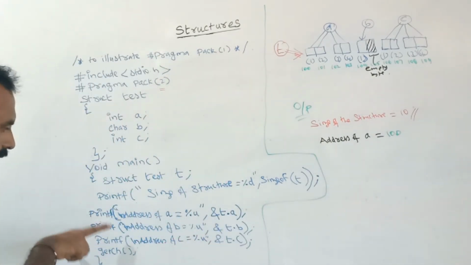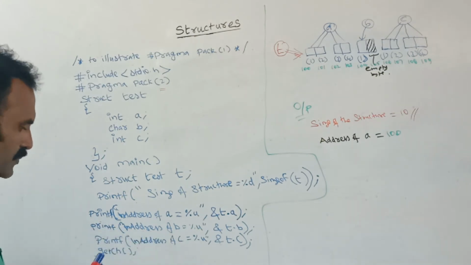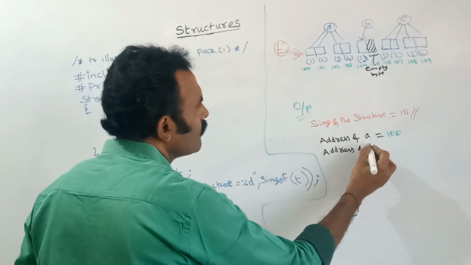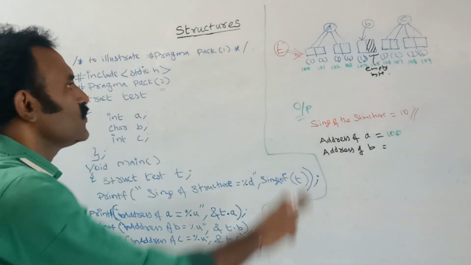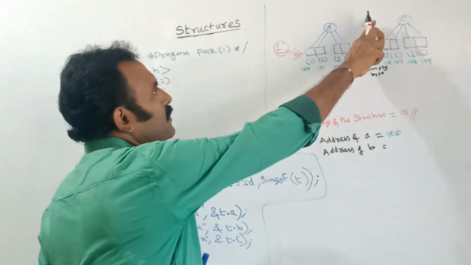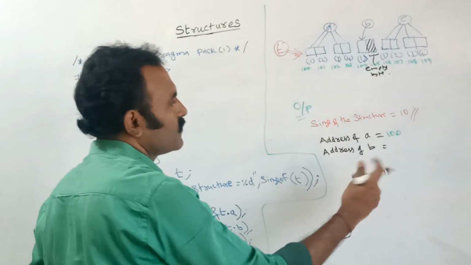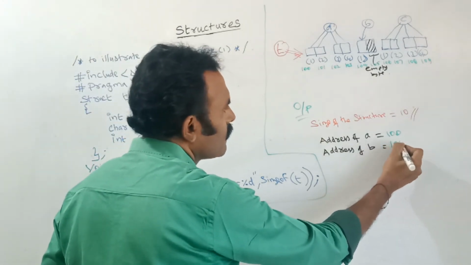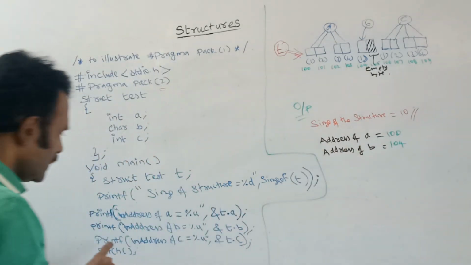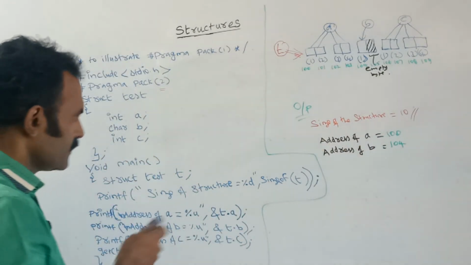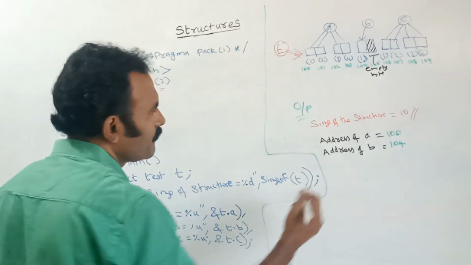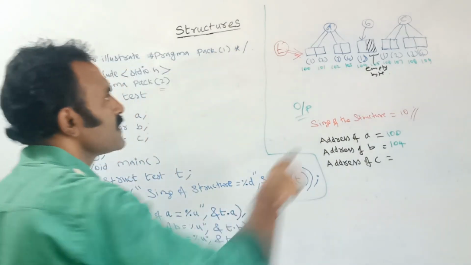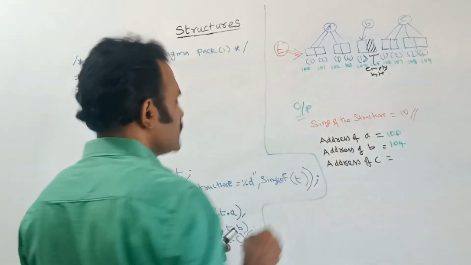Next, \n, next line, address of B. What is the address of B? For the B, first address, which one? This is 104. So here 104 will be printed. Next here printf address of C. Here what is the first address of C? This one, 106.